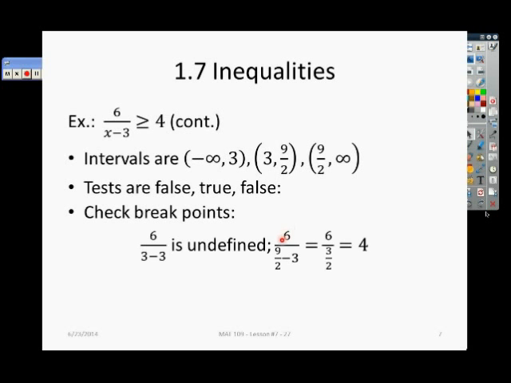If we plug 9 halves into our inequality, we get 6 over 3 halves, or 6 divided by 3 halves, which is the number 4. Is 4 greater than or equal to 4? Well, 4 is equal to 4, therefore it is part of the solution. Because we found that our solution was true within this interval and false in the other two, and now we've checked our endpoints, this point is not part of the solution, but this endpoint is, therefore our solution is 3 and 9 halves.